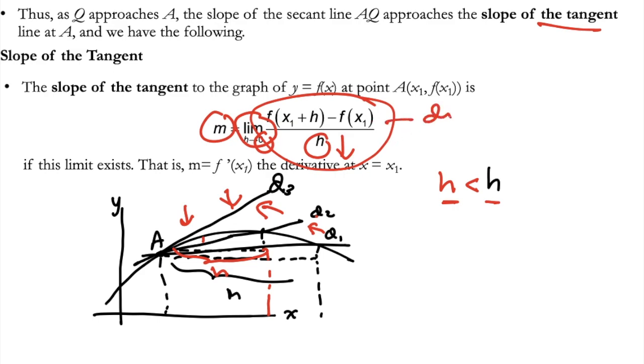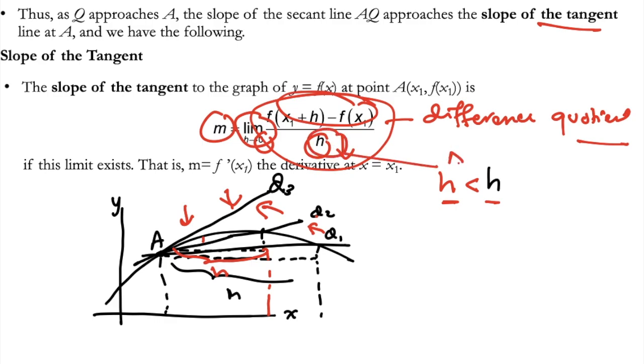And this ratio is actually what we call the difference quotient. Why is it called the difference quotient? Quotient means ratio, and difference means this is the first difference on the numerator. This is also a difference on the denominator, because this one is actually the change in x. This one is actually the change in y. So the slope of the tangent line is nothing else but the limit of the difference quotient as h approaches 0.